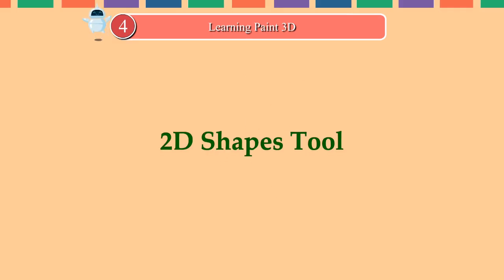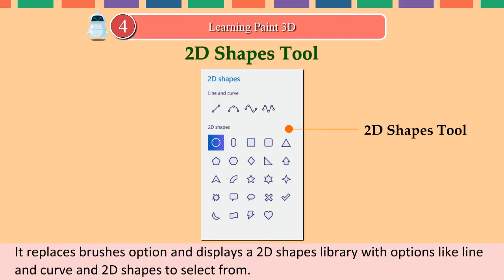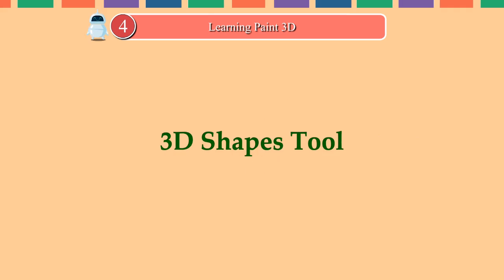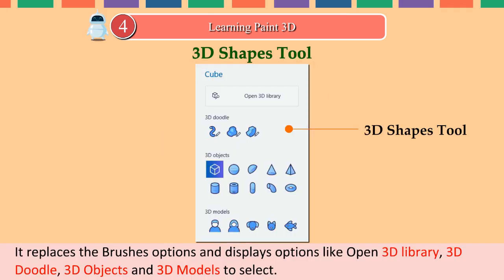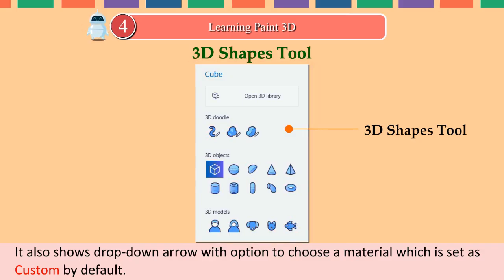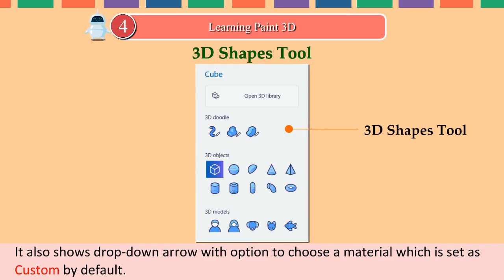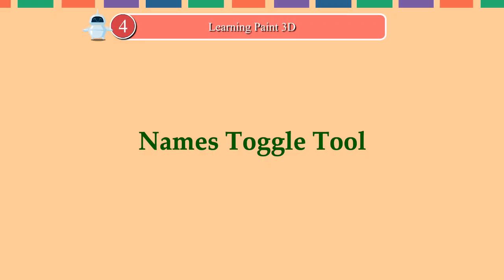2D Shapes tool. It replaces brushes option and displays a 2D shapes library with options like line and curve and 2D shapes to select from. 3D Shapes tool. It replaces the brushes options and displays options like Open 3D Library, 3D Doodle, 3D Objects and 3D Models to select. It also shows drop-down arrow with option to choose a material which is set as custom by default.